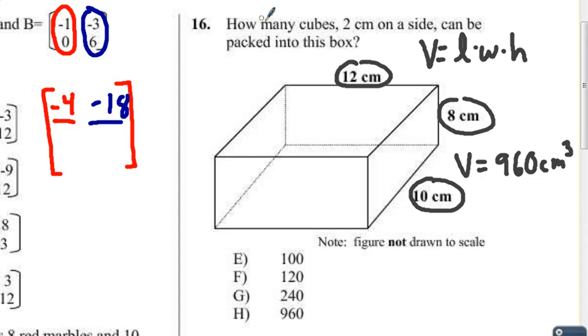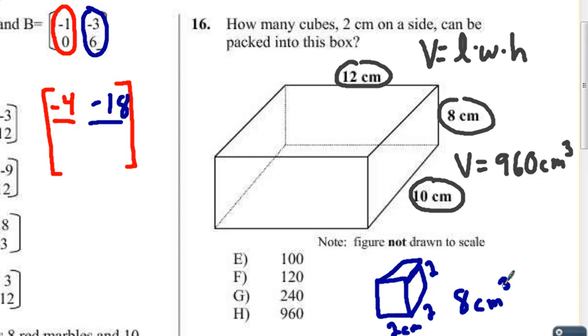Okay? Now, be careful here. Even though we see that answer down here, that's not what they're really telling us to do. They want to know how many little cubes that have dimensions of 2 centimeters on each side. So really, this whole problem comes down to knowing the volume of these small cubes. 2 times 2 times 2, which each little cube is going to take up 8 cubic centimeters. So to find the answer, you're going to take 960 divided by 8 cubic centimeters. And when you do that, you get 120. So 120 small cubes will fit into this box.